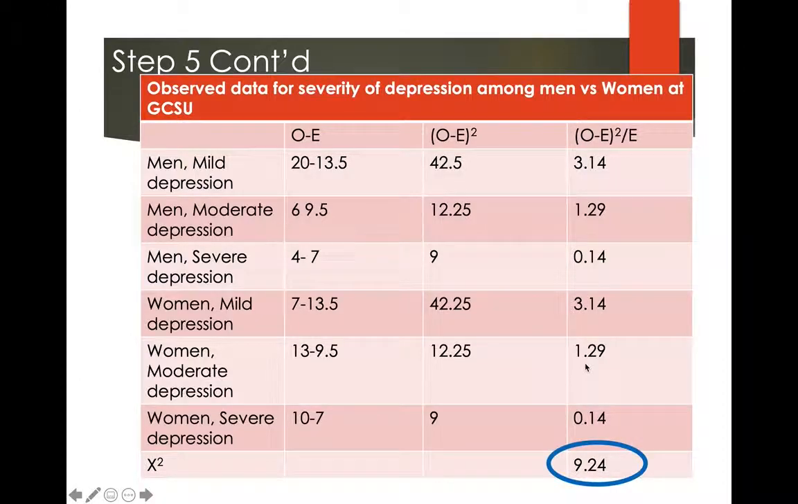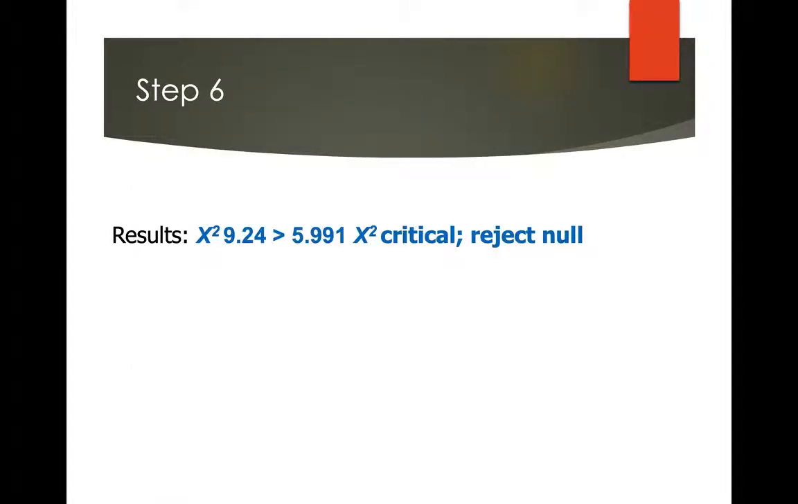At the end of all of this, I sum this column and I arrive at 9.24, which is my calculated chi-square of 9.24. Take a minute, review the slide, pause the video if you must before we move on.